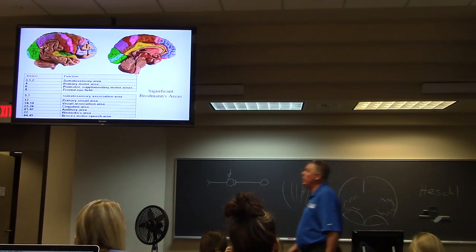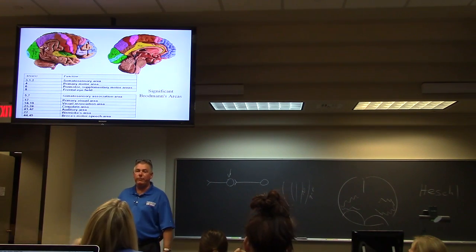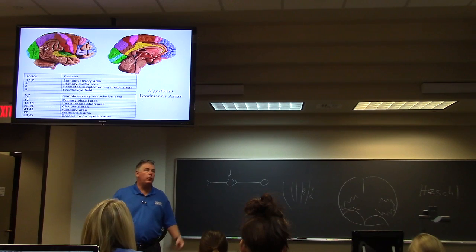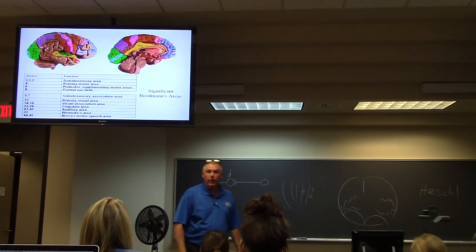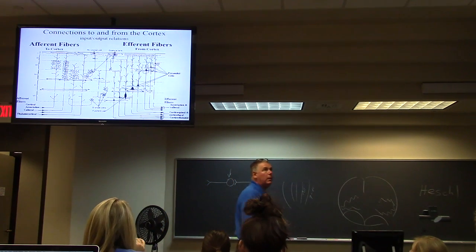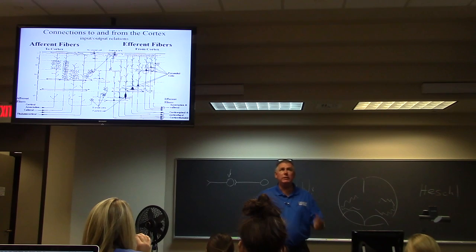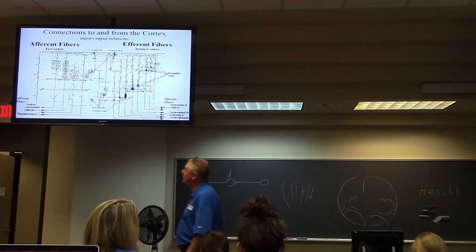The two other ones we're going to talk about today are areas 22 and 44 and 45. Those would be Wernicke's area and Broca's area, and they are involved in speech. All right. On this slide right here, there's a lot going on, but this is what I want you to pay attention to.